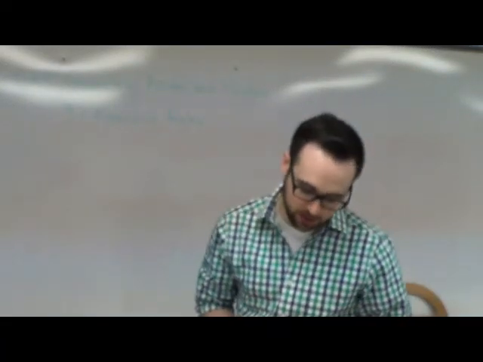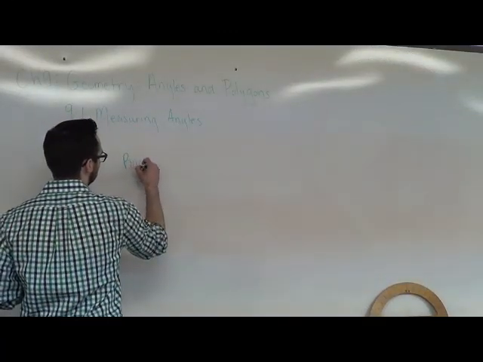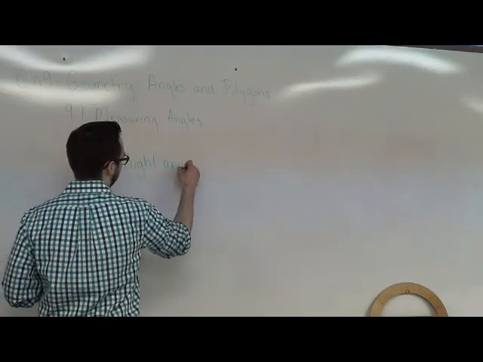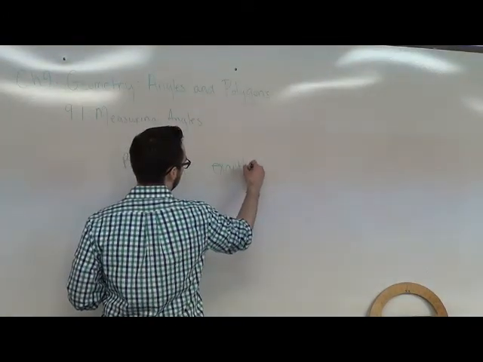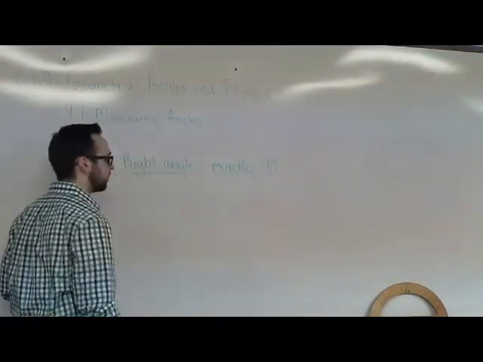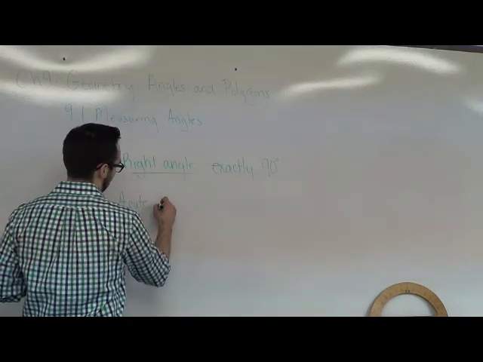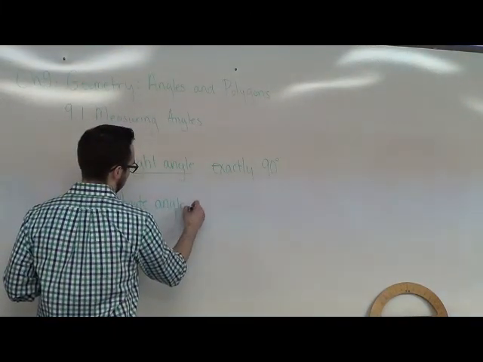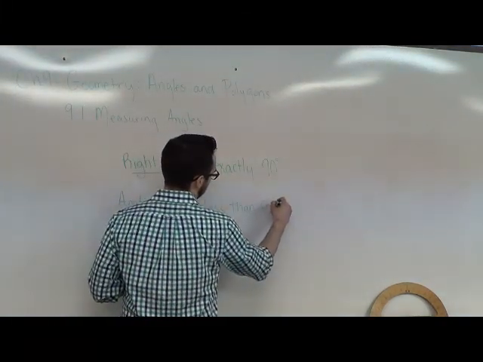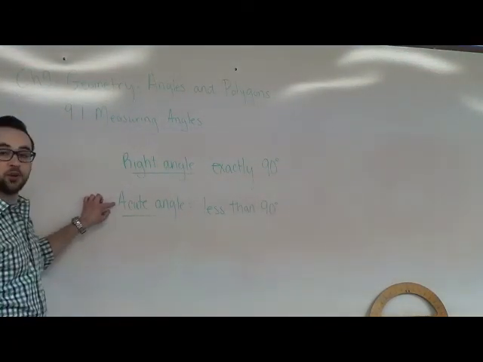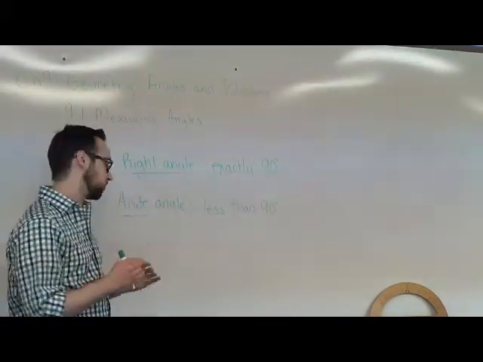Okay. Let's talk about 4 different types of angles. The first one is called a right angle. And it is exactly 90 degrees. The second one is called acute angle. And it's less than 90 degrees. So one way to remember this is acute is kind of like it's small, it's cute, it's tiny. Because it's less than 90 degrees. It's going to be smaller angles.